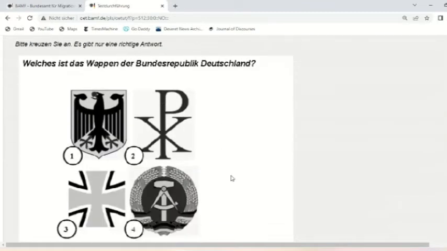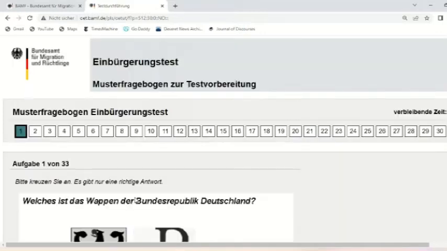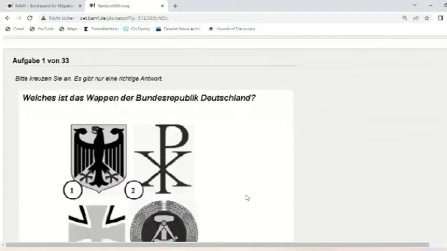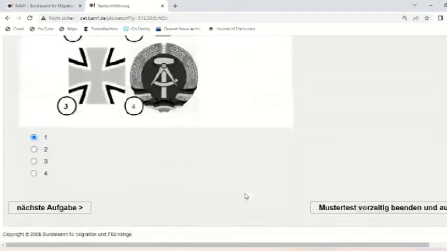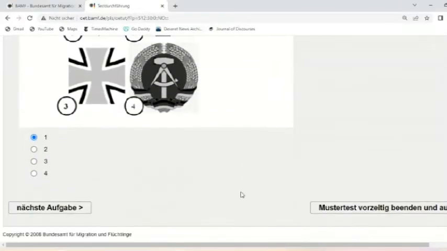Question 1. Which is the coat of arms of the Federal Republic of Germany? I think anyone who has spent more than a week in Germany should know this. It's pretty common knowledge. It's number 1, the eagle. But I took a second to figure out what to do next, until I realized that it reloads the page when I answer, so I just have to hit the link to the next question.